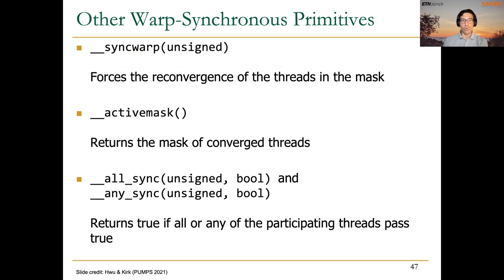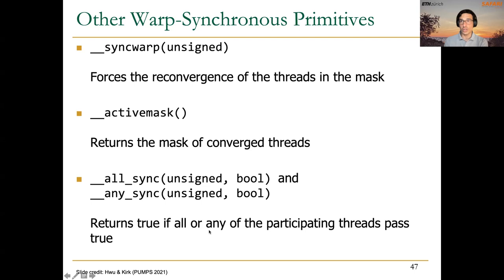For example, this sync warp that forces the reconvergence of threads in the mask. This active mask that returns a mask of converged threads. Essentially, this active mask is going to give us a 32-bit bitmap, with each bit corresponding to each of the 32 threads in the warp. And depending on whether these threads are active or not, the corresponding bit of the bitmap will be set or not. There are also these other two primitives here, AllSync and AnySync, that return true if all or any of the participating threads pass through.